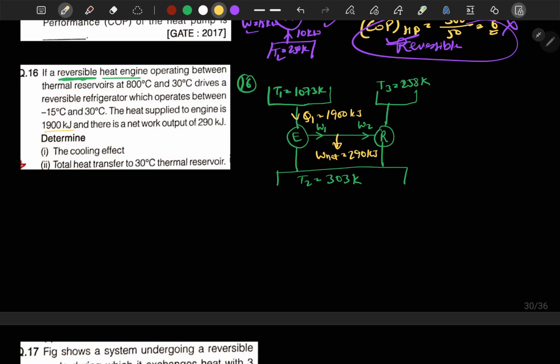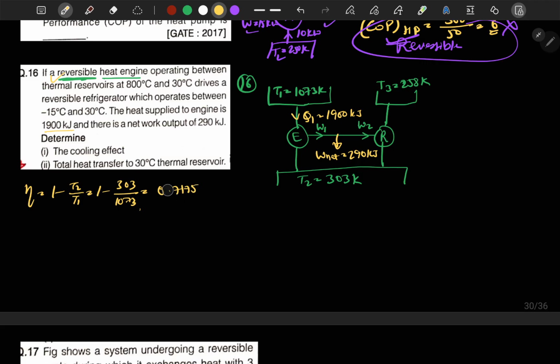Now if we look at this, we can calculate. So how do you think we should calculate the value of work in W1 and W2? Let me clarify one thing: it is mentioned that the system is reversible. So for a reversible system we know that efficiency is equal to 1 minus T2 by T1, which is 1 minus 303 divided by 1073.